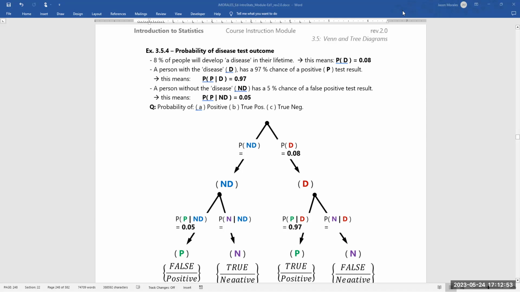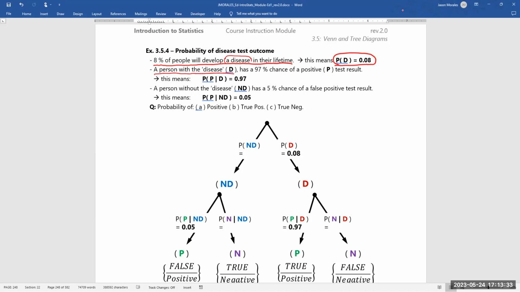So in the example, we're going to be looking at the probability of a disease test outcome. In this example, 8% of people will develop a disease in their lifetime. This isn't a disease in general, it's a specific disease like lung cancer or pancreatic cancer or melanoma, or something like that, any disease. Just imagine that there's an 8% chance of a person developing a specific disease. This means the probability of getting the disease is 8%.